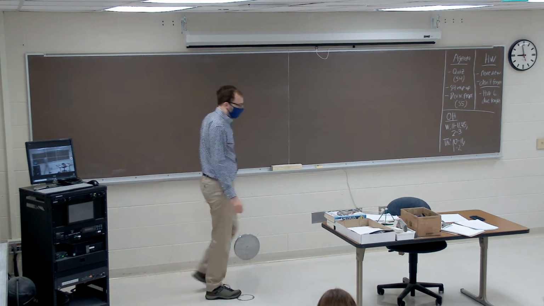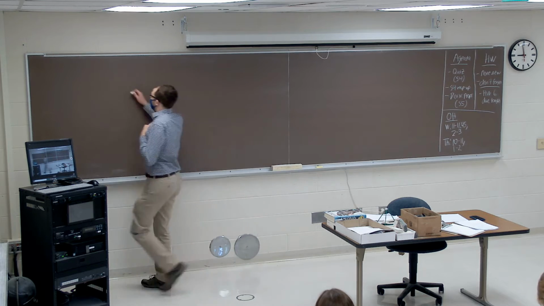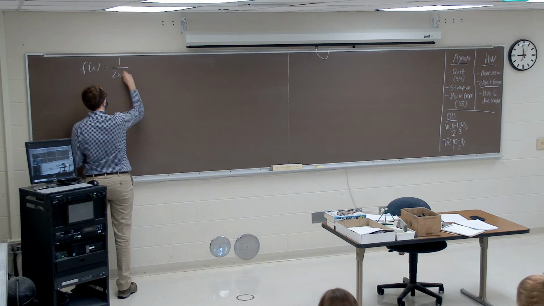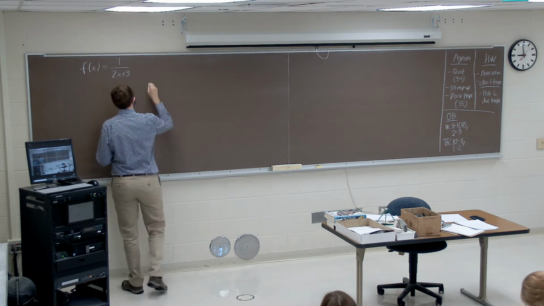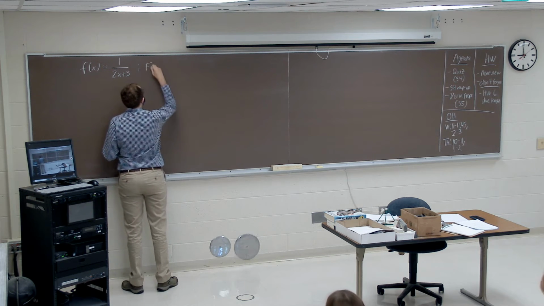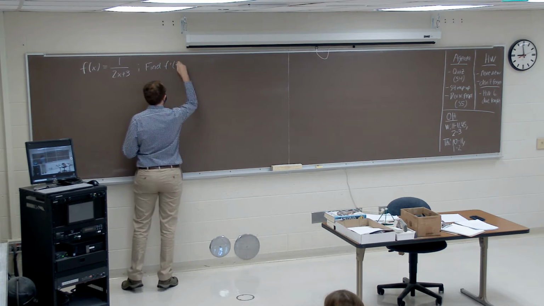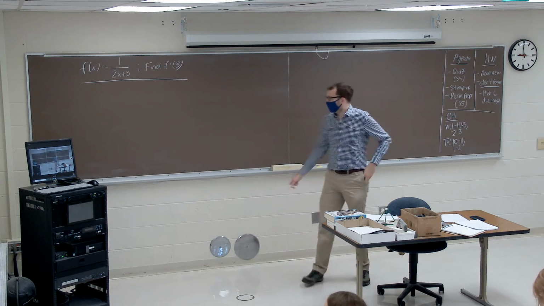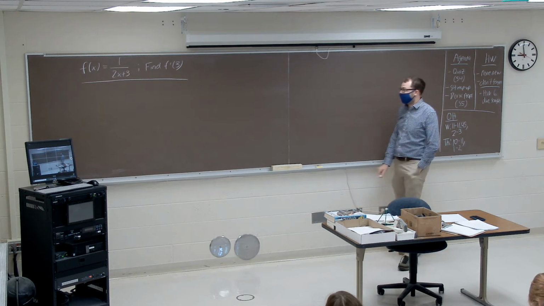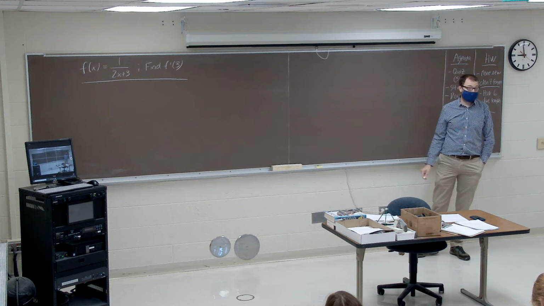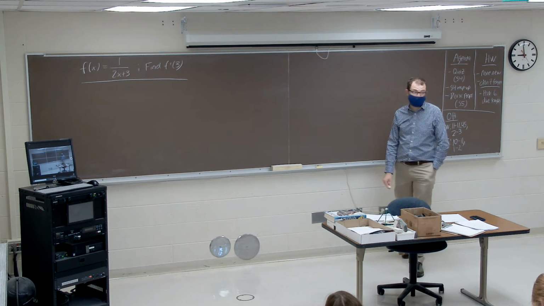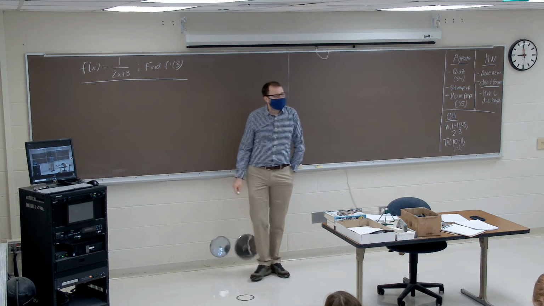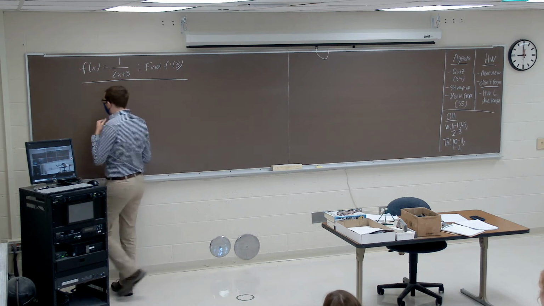And specifically, I'm going to take the function f of x equals 1 over 2x plus 3, and I want to find f prime of 3. So in other words, we have this function, f of x equals 1 over 2x plus 3, and I want to find the instantaneous rate of change of this function at the point 3. So I'm going to go ahead and set this up.